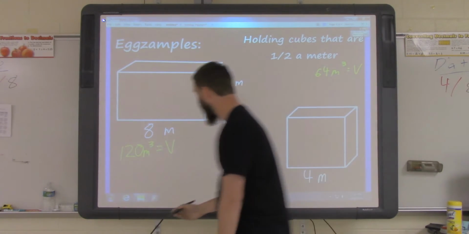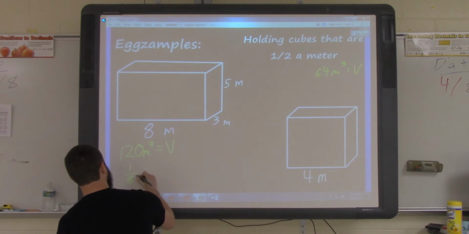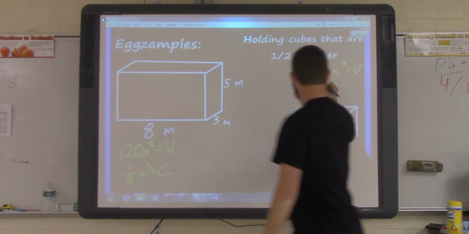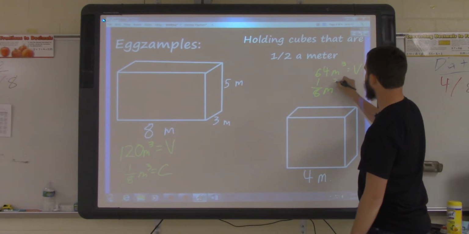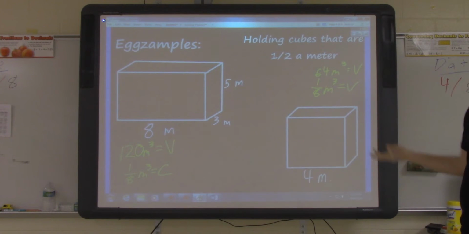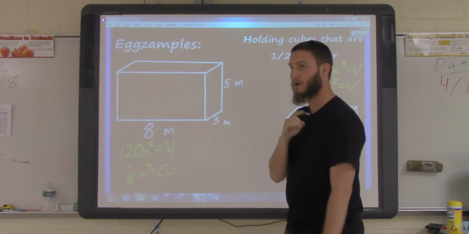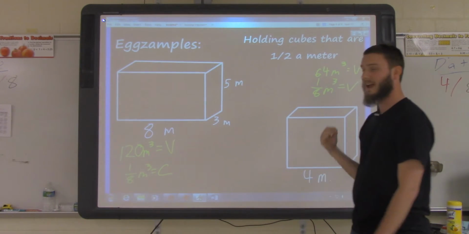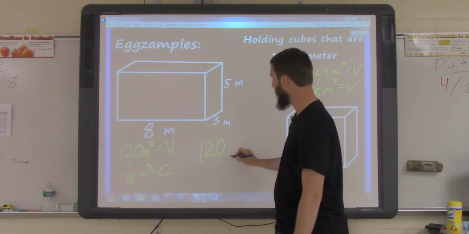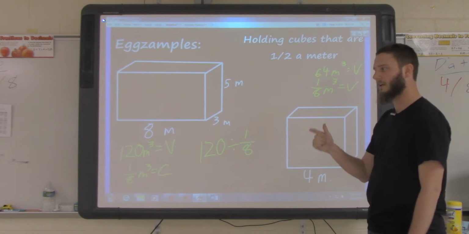So we're going to take that 1/8 cubic meters for our capacity. Once again, 1/8 meters cubed for our capacity. And we are going to divide our volume by our smaller cubes in order to get our capacity. That means, for this problem here, we are doing 120 divided by 1/8 of a meter cubed. So we'll set up this problem. 120 divided by 1/8.